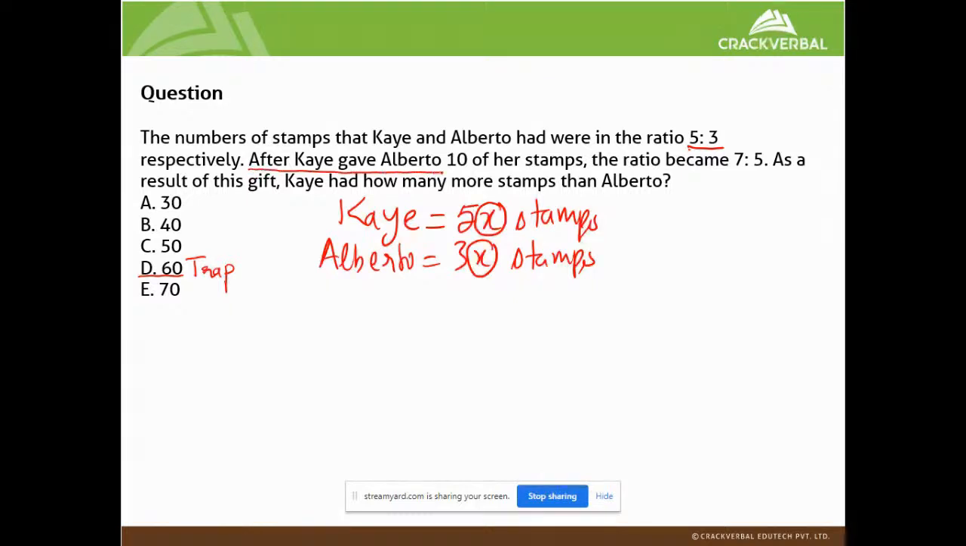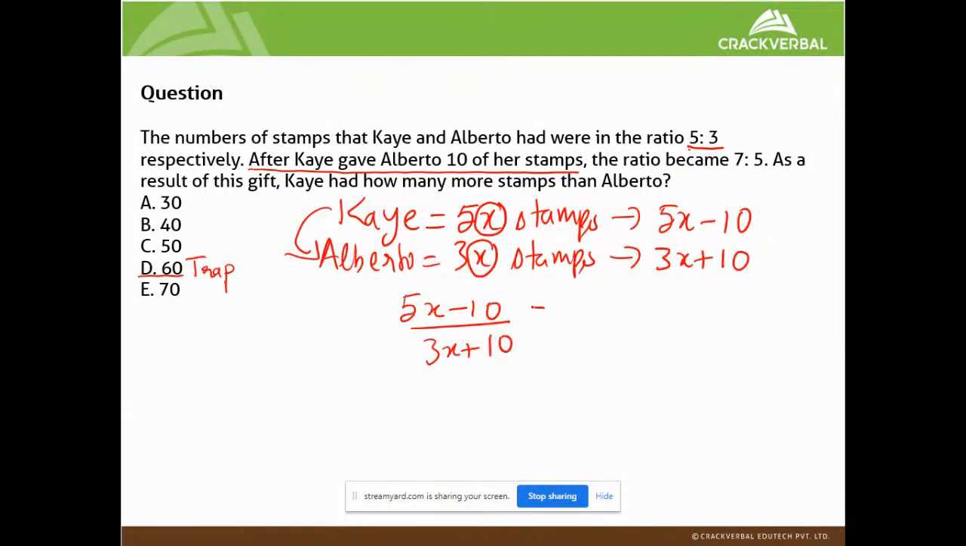Now, let us look at the second statement. After K gave Alberto 10 of her stamps, 5x now becomes 5x minus 10, because K gave some stamps to Alberto. Whereas Alberto's number of stamps becomes 3x plus 10. So after this happened, the problem says the ratio became 7:5.